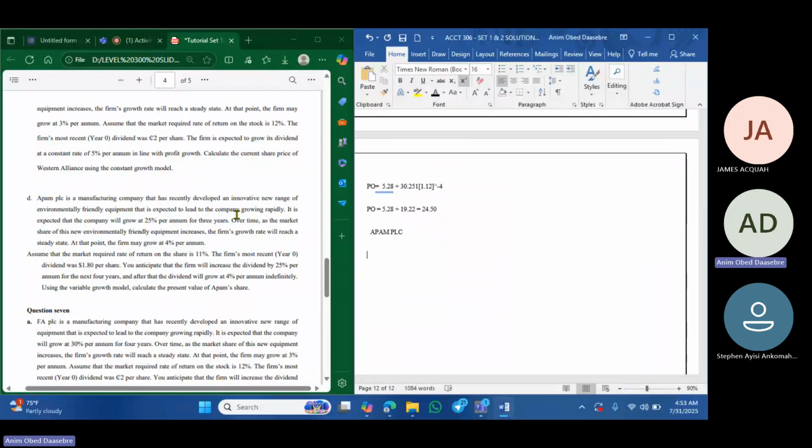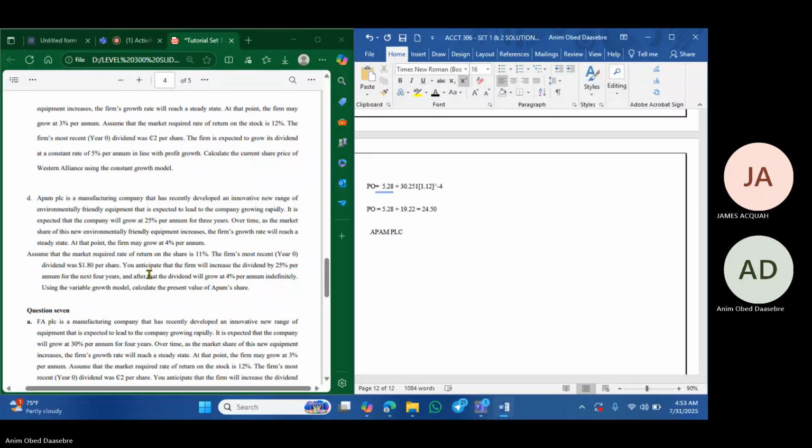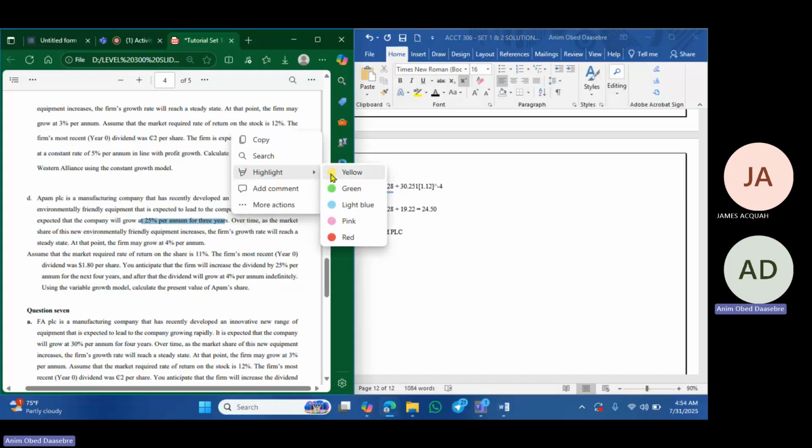From APAM, we are going to find the present value using the variable growth rates. So that means that you also have to what? It's the same process that we did for the C, the same process. You grow the dividends just paid. So it is expected that the company will grow 25% per annum for 3 years. So you see, this one will be our Gen 1.